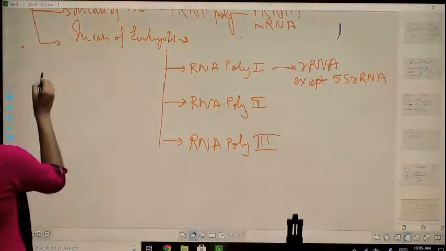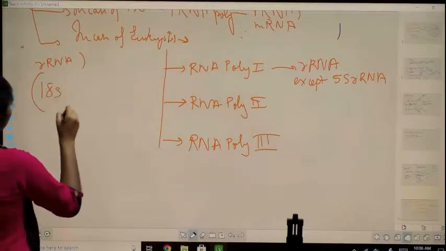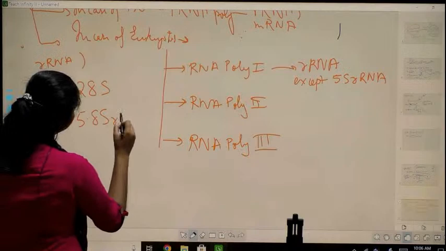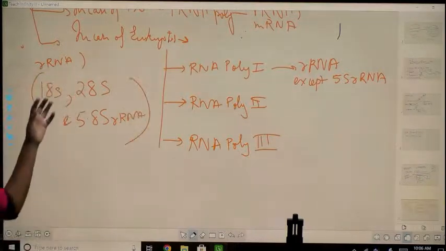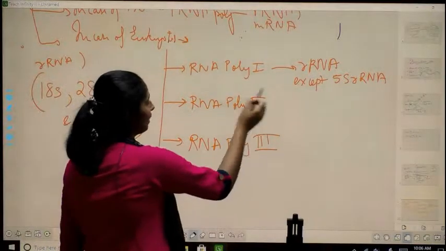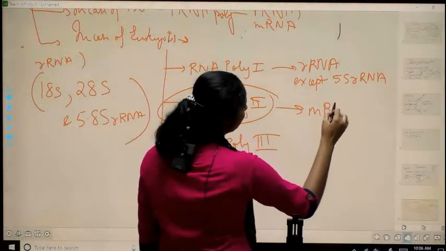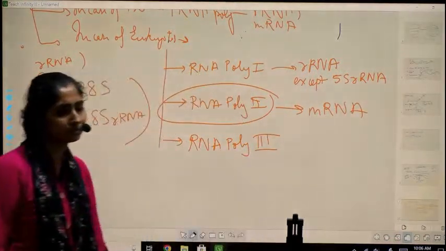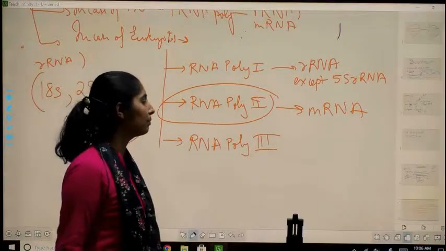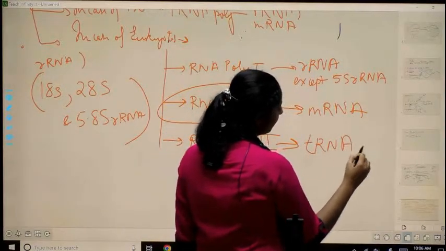Okay. And what are these ribosomal RNAs? These are 18S, 28S, and 5.8S RNA. These three, in the case of eukaryotes, are coded by RNA polymerase 1. RNA polymerase 2 is very important because this is going to code for your mRNA. This is the one that is involved in protein formation, right? So this is going to encode for mRNA. RNA polymerase 3 is involved in encoding tRNA and 5S RNA.